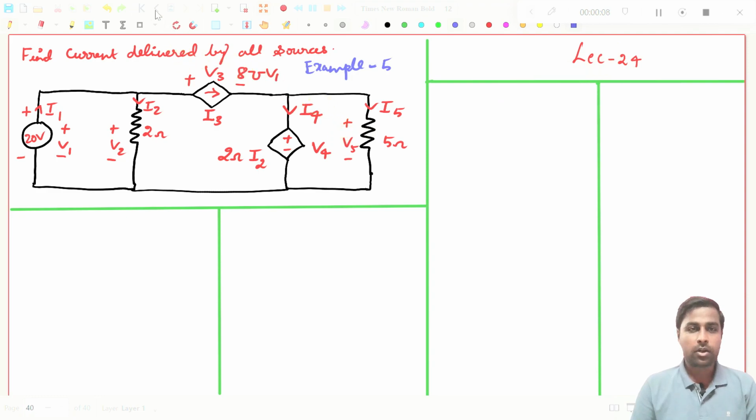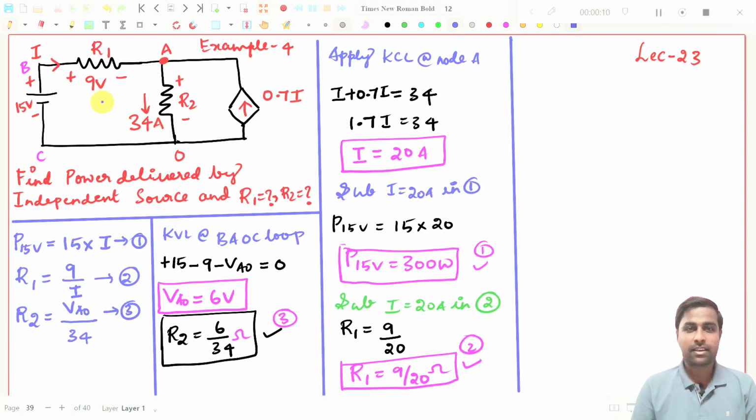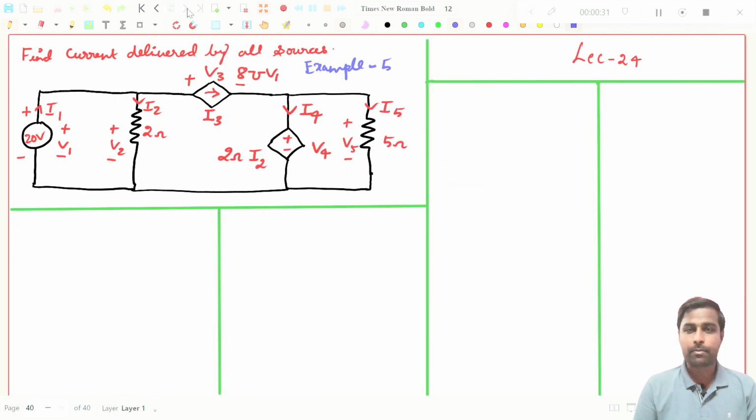And what are all the topics we have seen in the last class? We have taken a problem, that is example number 4, and we have found what is the power delivered by the independent source. Independent source means here it is 15 volt source, and we have also found what is the value of R1 and R2 in the given circuit. Right? This is what we have seen in the last class, and in today's class we will take another problem, and this is the last problem in dependent sources, right? So we will start a new topic in the next lecture.